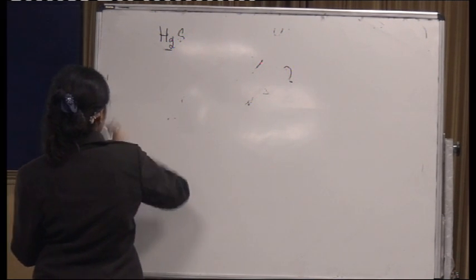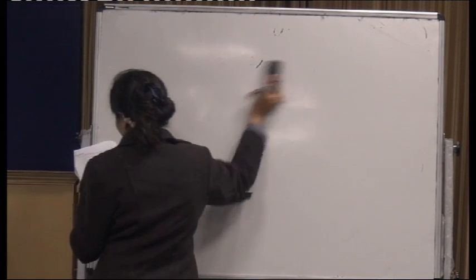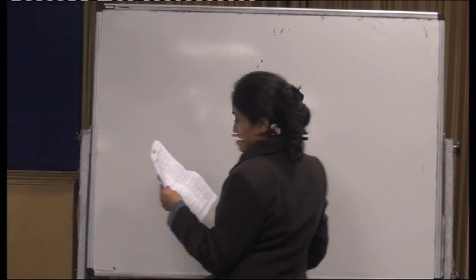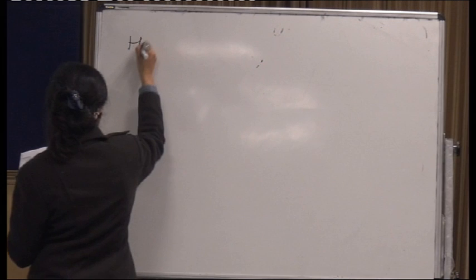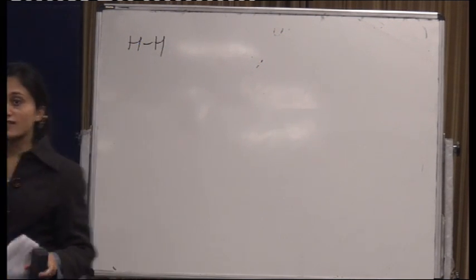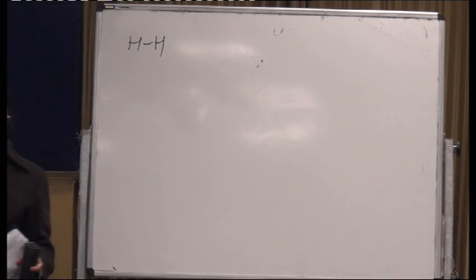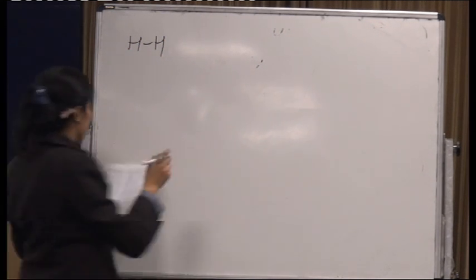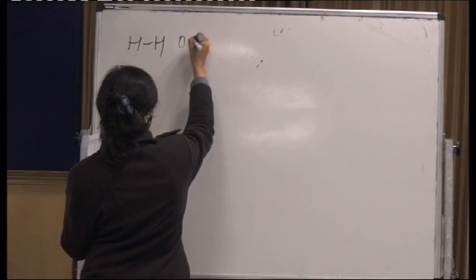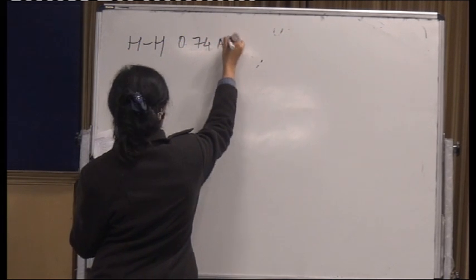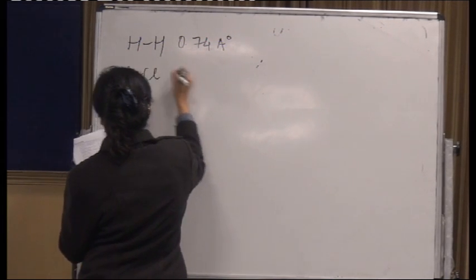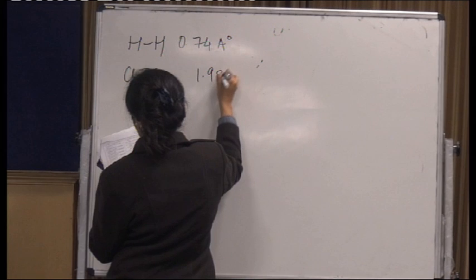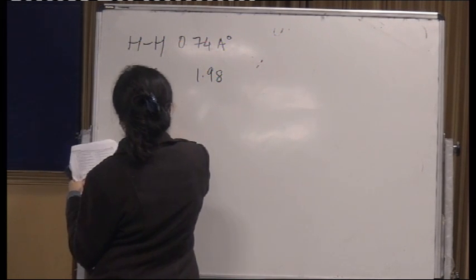You are given the bond length of HH and the bond length of Cl-Cl. We had done a question last time where we solved for Y and X type of bond length, if you remember. The HH bond length is 0.74 angstrom. The Cl-Cl bond length is 1.98. What is the bond length of HCl?